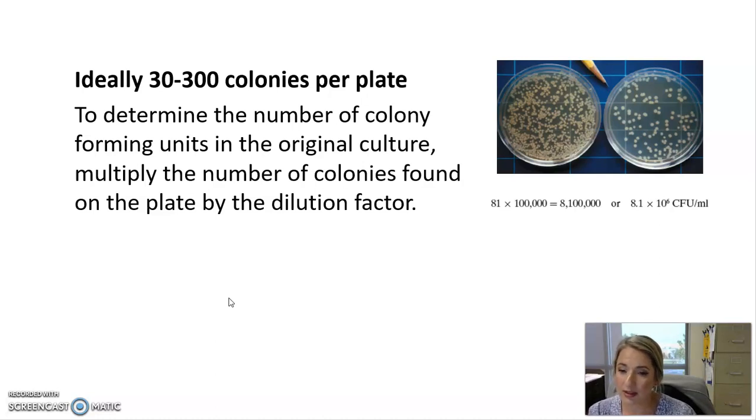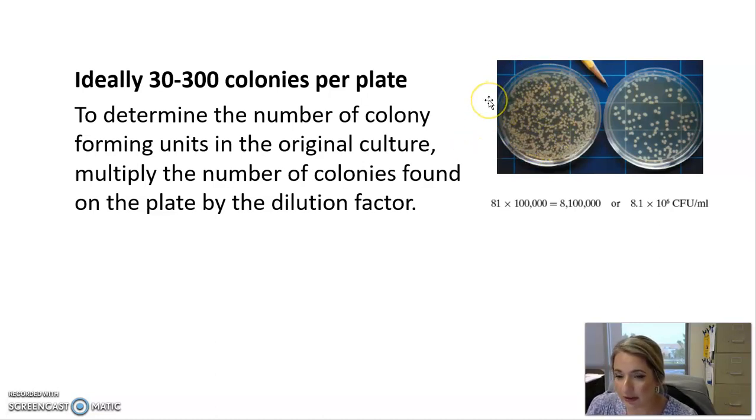So the rule is if there's more than 300, we do not want to use that plate for a colony count. So as long as the colony count range on the plate is between 30 to 300, we can continue on. So if we look at this plate right here, this plate has way more than 300 colonies. And especially down here, you can see how the colonies are really merging together, so we can't really get a clear count on exactly how many are present. But it's definitely over 300, so this plate, no good.